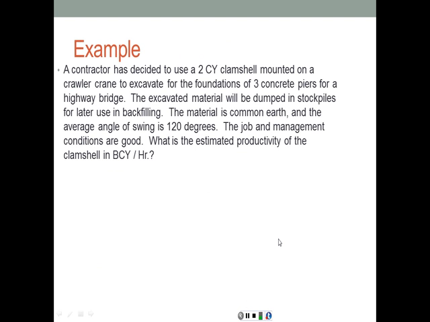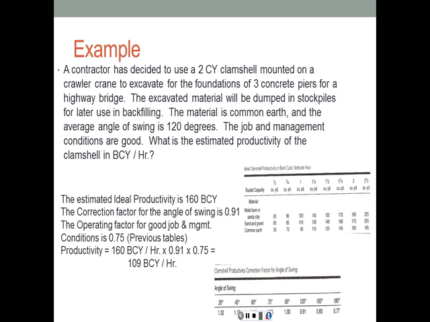Let's look at an example here as well. A contractor has decided to use a 2 cubic yard clamshell mounted on a crawler crane to excavate for the foundations of 3 concrete piers for a highway bridge. The excavated material will be dumped in stockpiles for later use in backfilling. The material is common earth, and the average angle of swing is 120 degrees. Job and management conditions are good. What is the estimated productivity of the clamshell in bank cubic yards per hour?